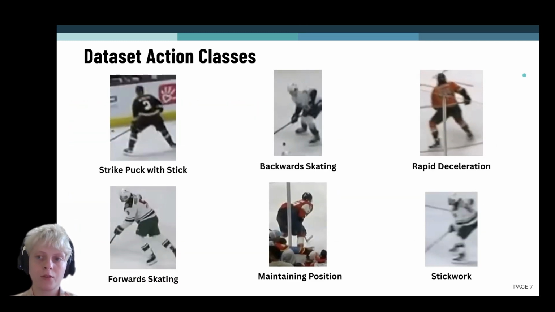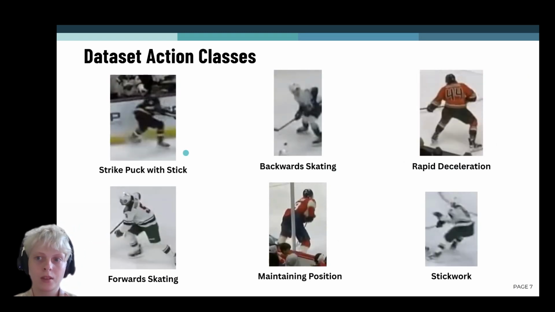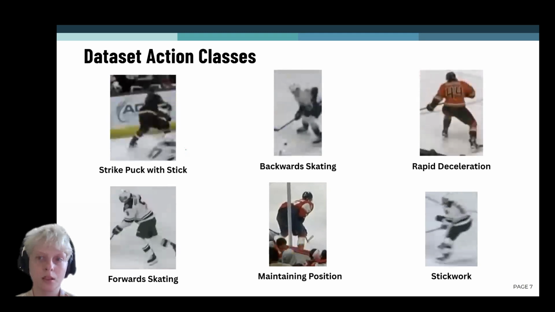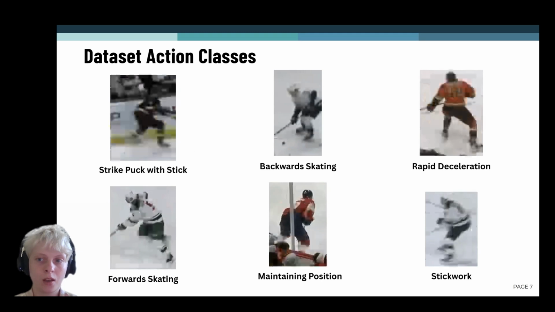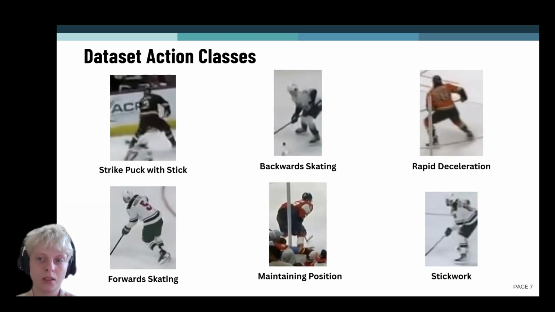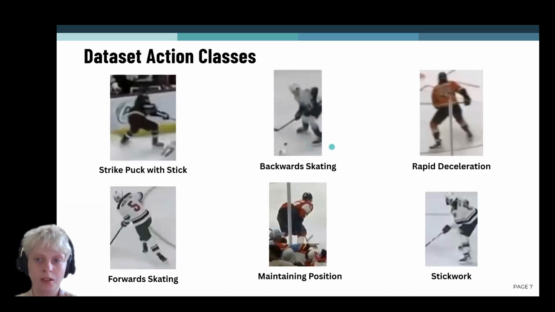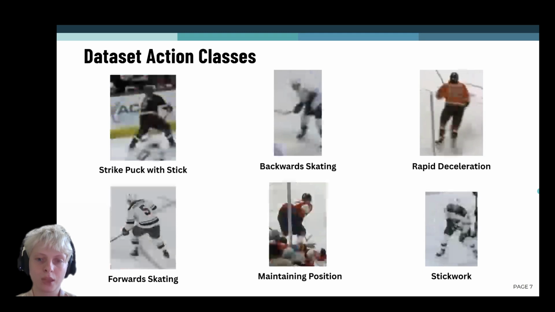So first, let's briefly walk through what each of these actions represent. So, strike puck with a stick. The player's stick makes direct contact with the puck, typically to pass, shoot, or block. In forward skating, the player accelerates toward the offensive zone while maintaining balance and speed. In backward skating, the player skates in reverse, usually to maintain a defensive stance.